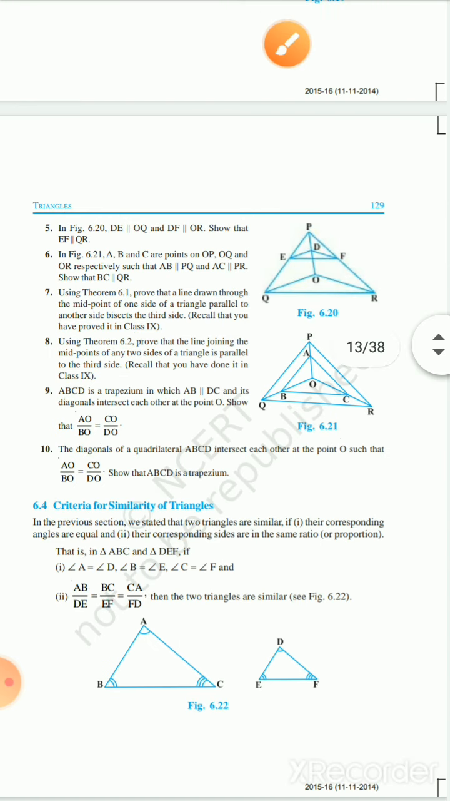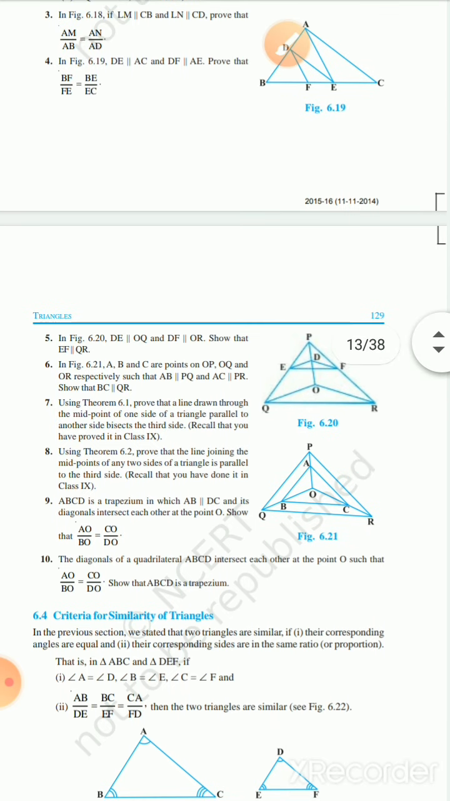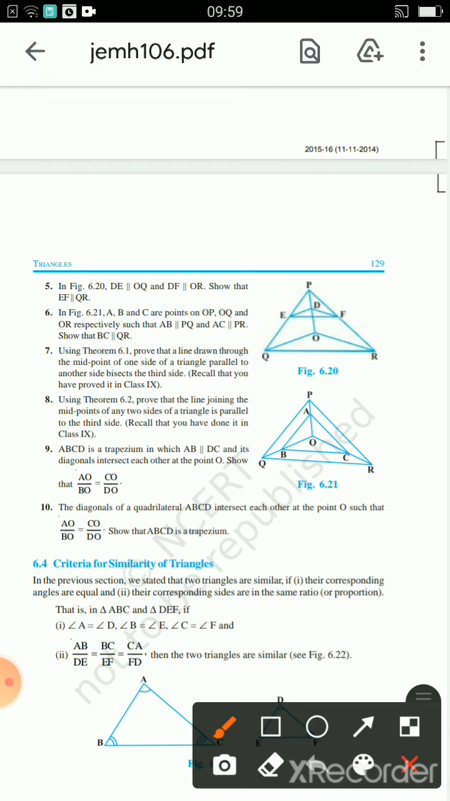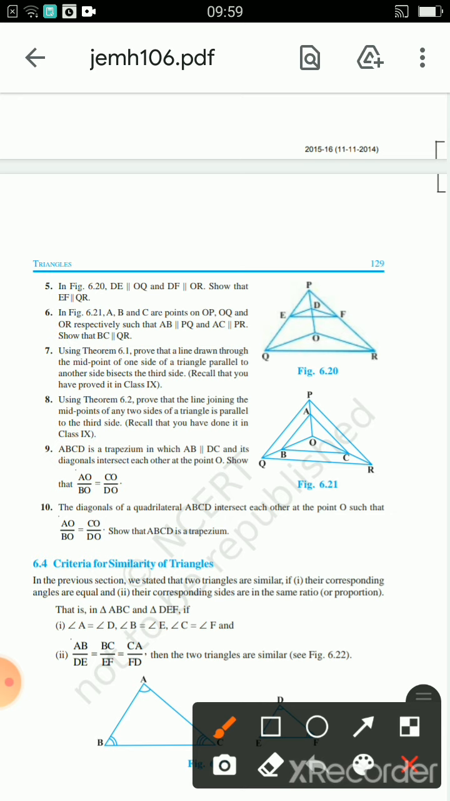Now let's come to the next question. The 10th question states that the diagonals of a quadrilateral ABCD intersect each other at point O such that AO upon BO is equal to CO upon DO, and you have to show that ABCD is a trapezium. In the previous question you were provided that ABCD is a trapezium and you had to prove AO upon BO equal to CO upon DO, and in this question this is already given to you as data and you have to prove that ABCD is a trapezium in such conditions.